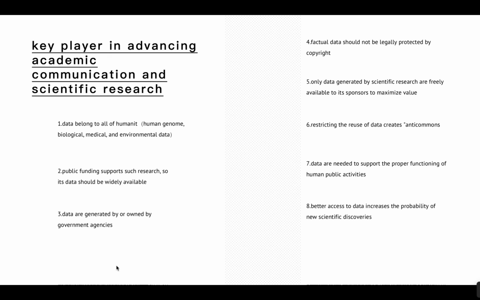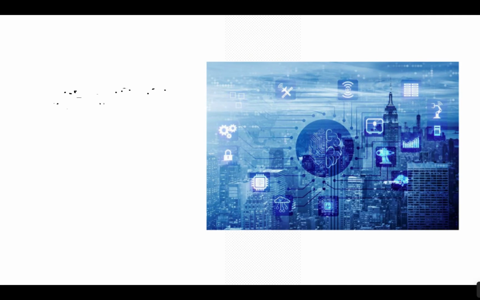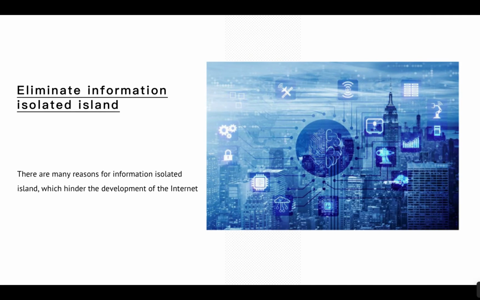Professor Peter Murray Rust of the University of Cambridge used a chemistry experiment as an example of the need for open data for scientific research and presented 8 arguments in favor of open data, which were adopted by Wikipedia. Such as data belongs to all of humanity, data support is needed for the proper functioning of human public activities, and so on.